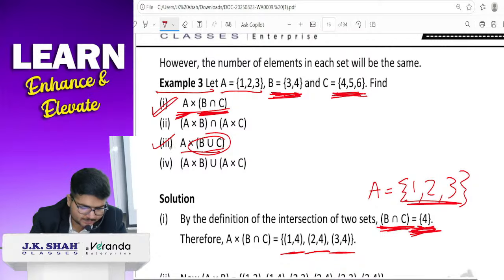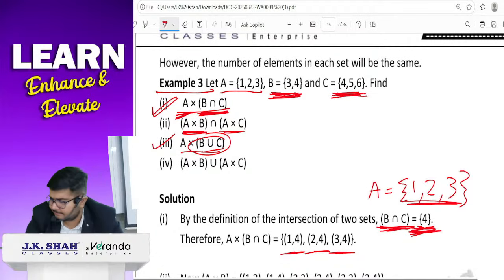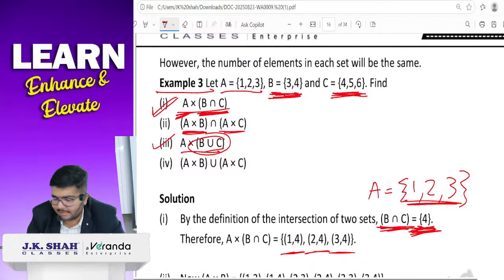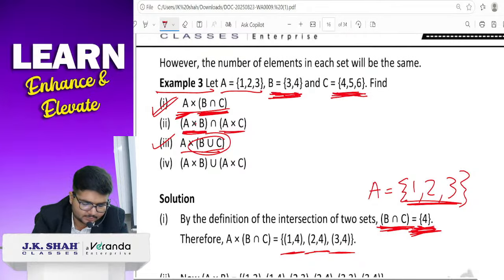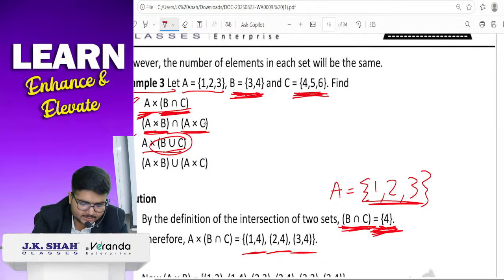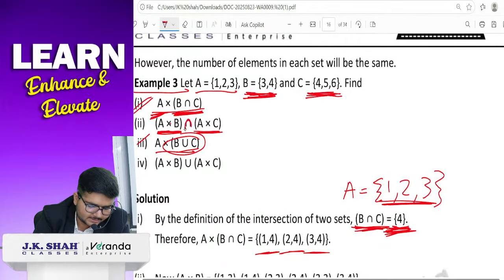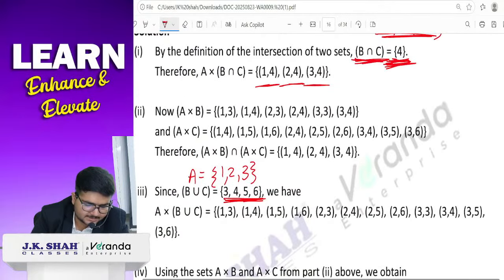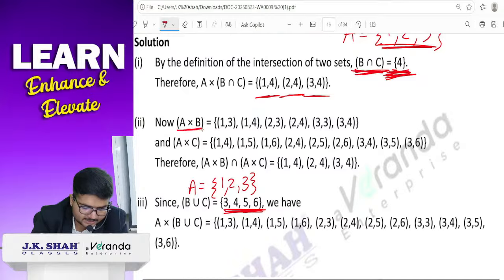Let us do the second question. What is asked in the second question? A into B intersection A into C. So first you have to find A into B, then you have to find A into C, then you have to find the intersection between them. So first, please see the second question, we will find out what A into B is.